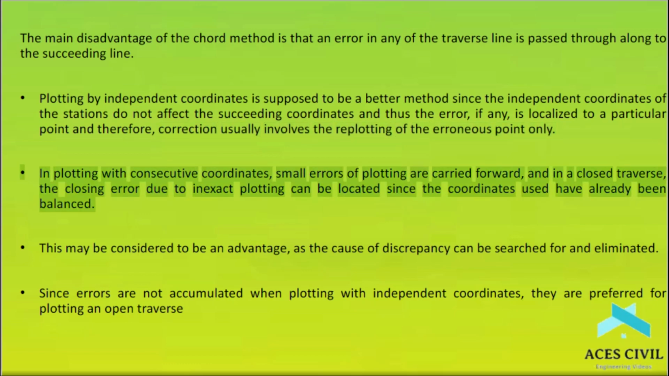In plotting with consecutive coordinates, small errors of plotting are carried forward, and in a closed traverse, the closing error due to inexact plotting can be located since the coordinates used have already been balanced. This may be considered to be an advantage, as the cause of discrepancy can be searched for and eliminated. Since errors are not accumulated when plotting with independent coordinates, they are preferred for plotting an open traverse.